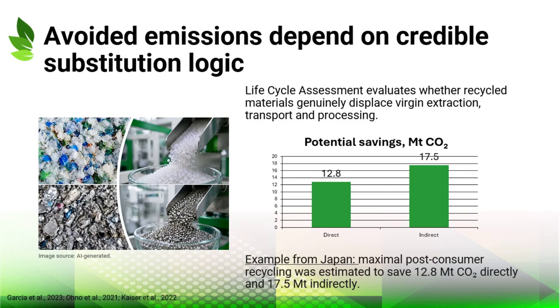Recycled materials can reduce emissions only when they replace virgin extraction and processing in a meaningful way. Life cycle assessment helps compare the recycled pathway with the virgin baseline. The chapter gives a Japanese example showing the potential scale. Maximal post-consumer recycling was estimated to save 12.8 million tons of CO2 directly and 17.5 million tons indirectly. These numbers illustrate why avoided emissions are strategically important.